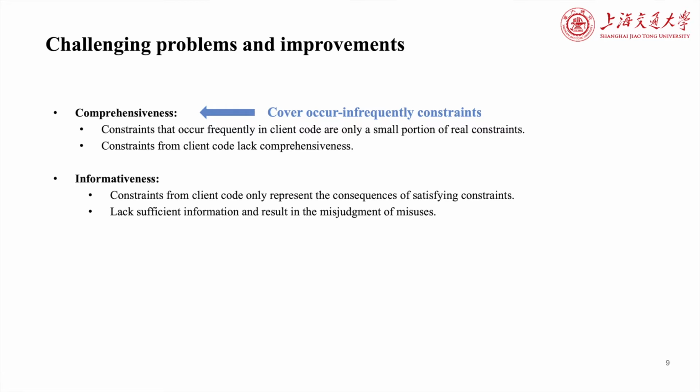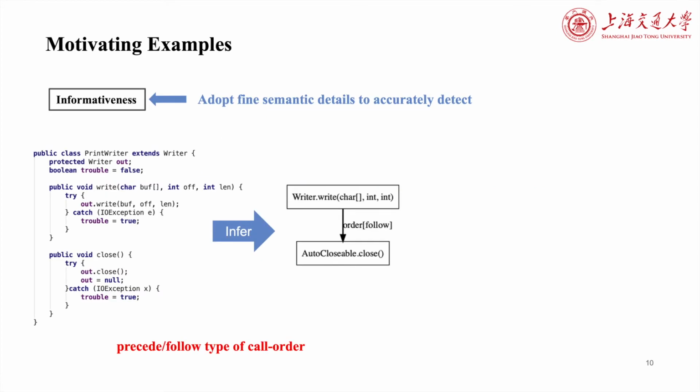Constraints from client code only represent the consequences of satisfying constraints, so they lack sufficient information and result in the misjudgment of misuses. Our solution is adopting the fine semantic details of constraints from library code to accurately detect misuses. Constraints from library code have the precede or follow type of call order constraints. Here's an example of API PrintWriter. We can infer a follow call order constraint: we should call method close after calling method write.